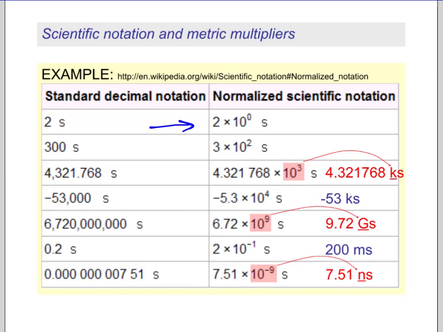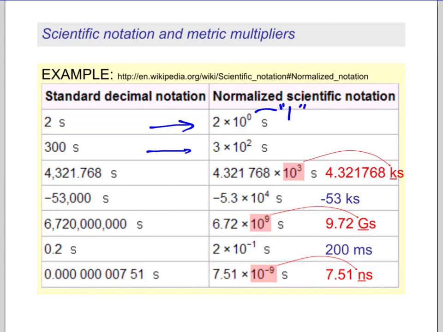So 2 seconds would be 2 times 10 to the 0, keeping in mind that 10 to the 0 is the same as 1. I won't do all of them, but I just want to point out a couple things. 300 would become 3 times 10 squared.